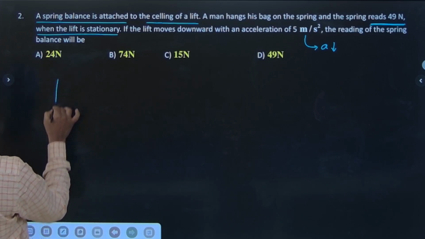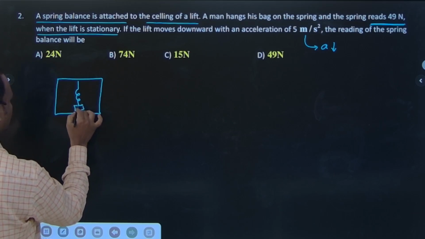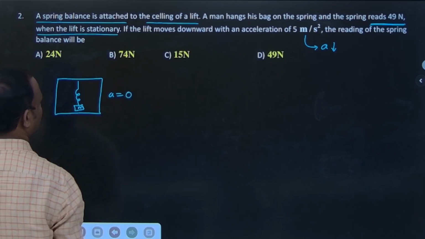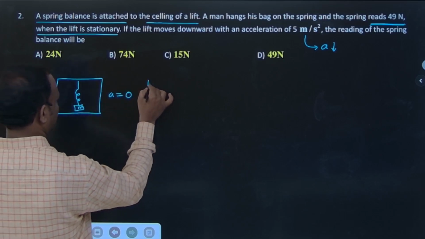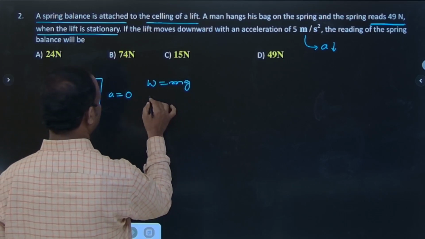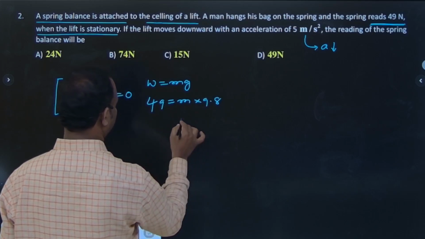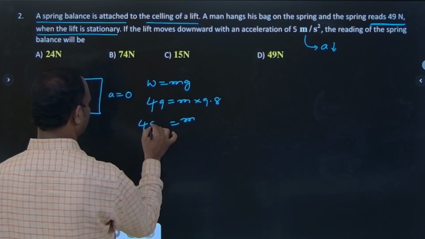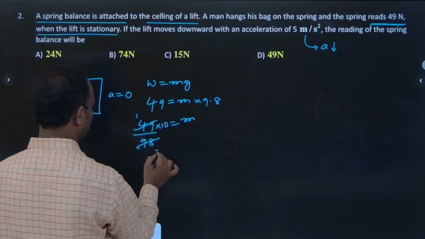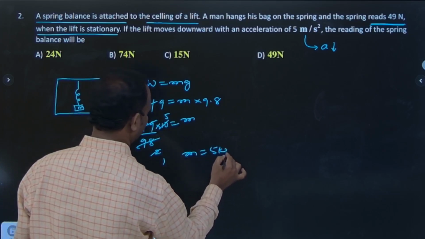Just imagine that this is the lift and a mass m is attached. When acceleration A is equal to 0, the condition is W is equal to m into g. W is given as 49, so 49 is equal to m into g, with g as 9.8, roughly 10. So M is equal to 5 kg.